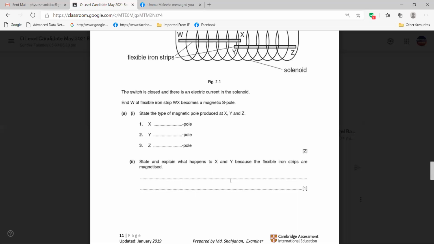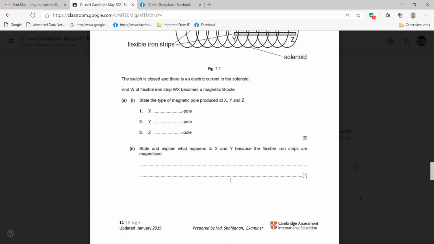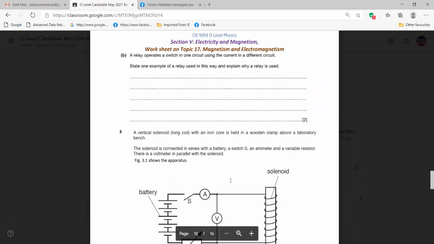Because, sir, wait, what happens to X? They attract. Explain what happens to X, and they will attract, right? They will attract each other, right? Then next, part B about relay.